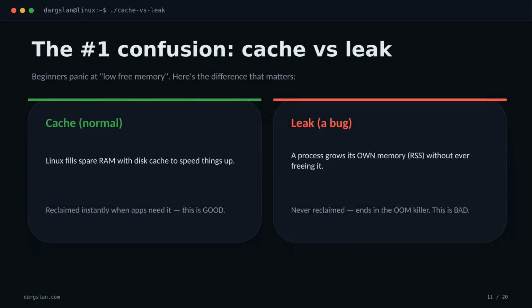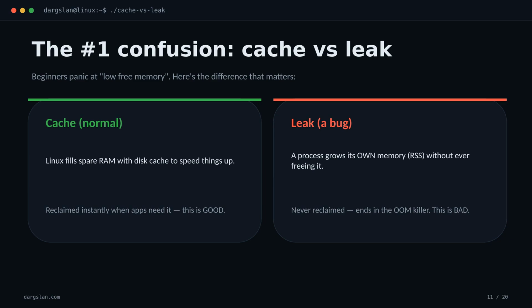Now let's pivot to memory and clear up the single biggest source of false alarms on a Linux box. Junior admins see free memory near zero and panic, but that's almost always cache, not a leak. Cache is Linux doing its job, filling idle RAM with disk pages to keep things fast and handing it back the instant a process asks.